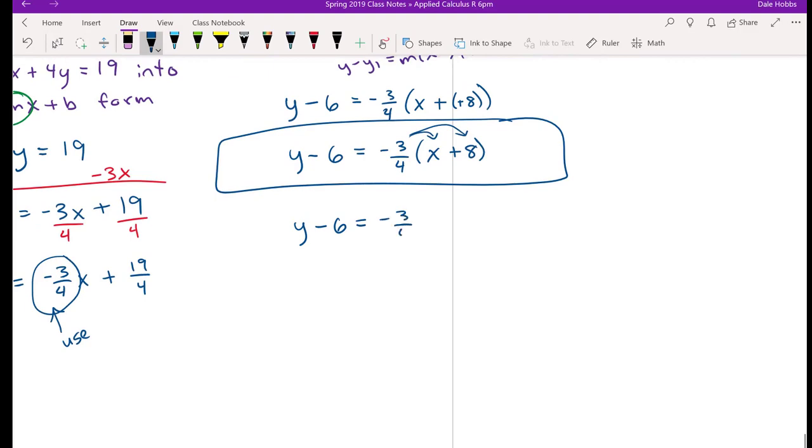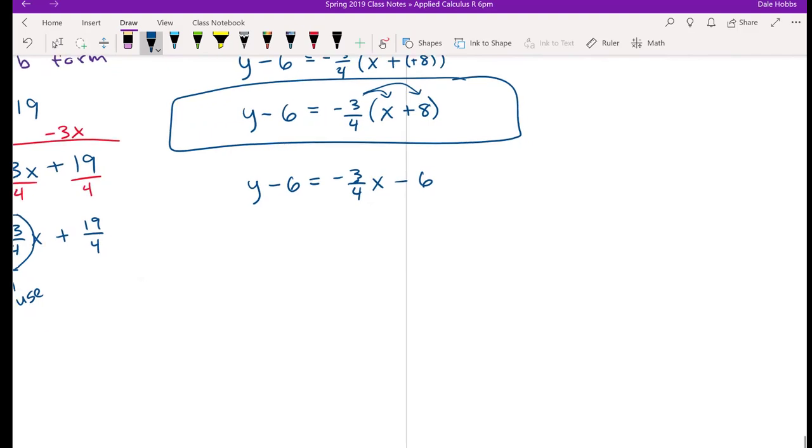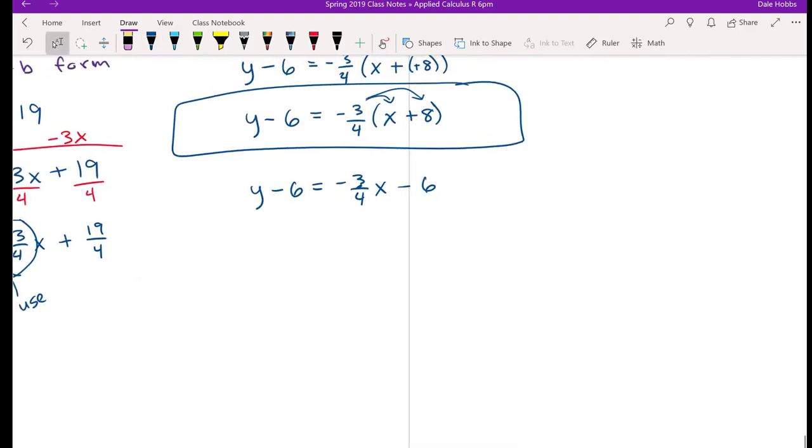Negative 3/4 times x, so just be negative 3/4 x. So leave that the way it is. Okay. And then this will be negative 3/4 times 8. You should end up getting negative 6 when you do that. Oh, so this is going to be interesting in the end. What it reduces to is very interesting. I'm going to go ahead and move this 6 over, the one that's by the y.